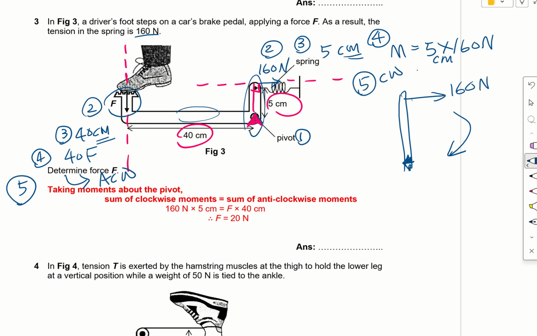Okay, so step 6. We apply the principle of moments. So 40 F equals 800. So therefore, my F will be 20 Newton.